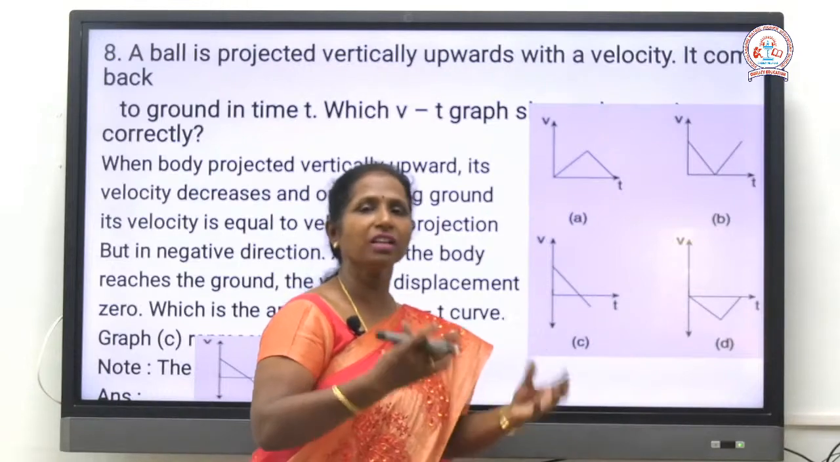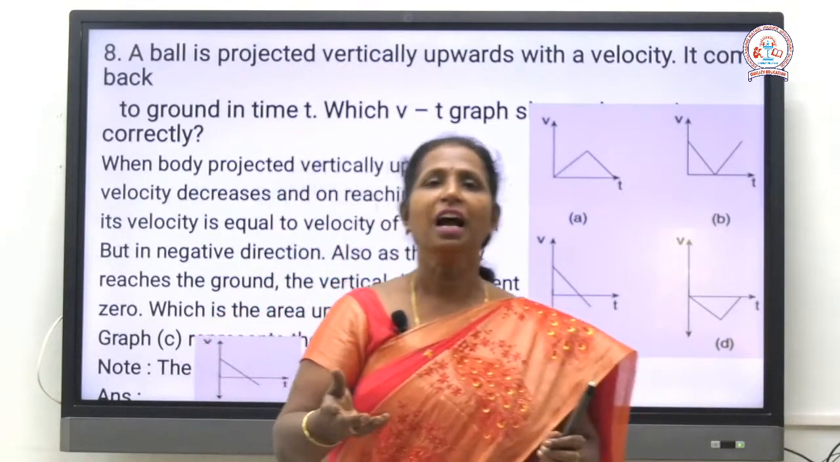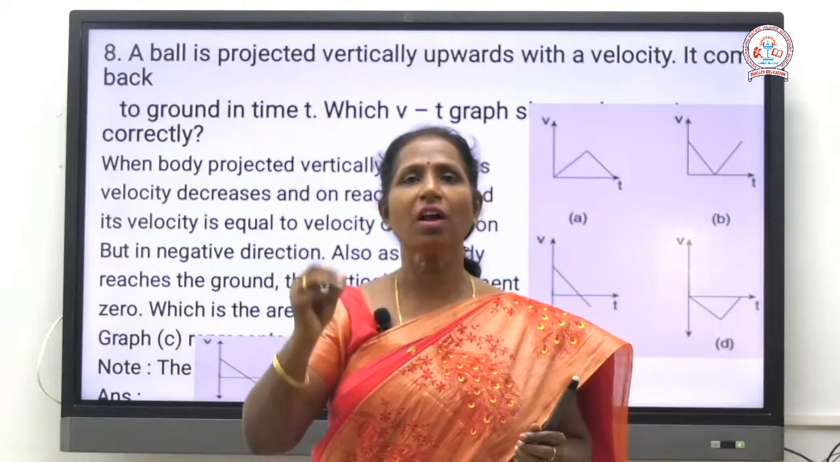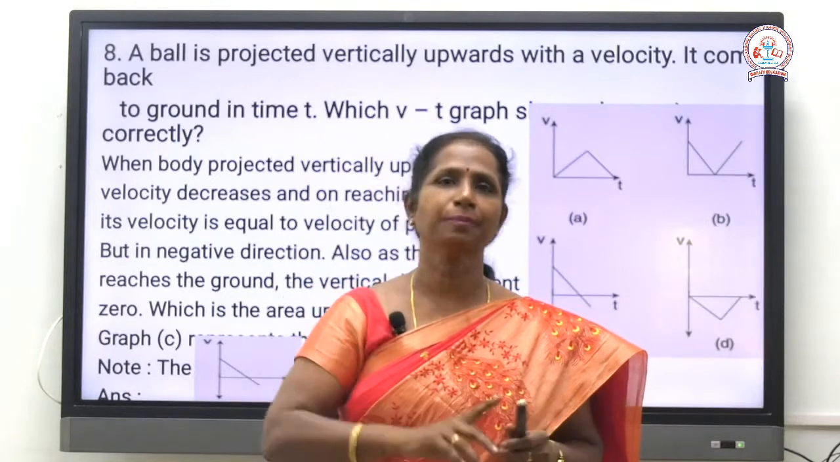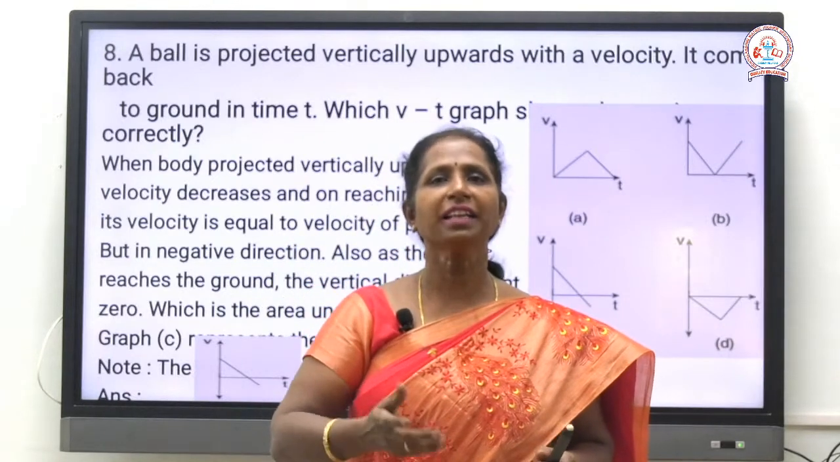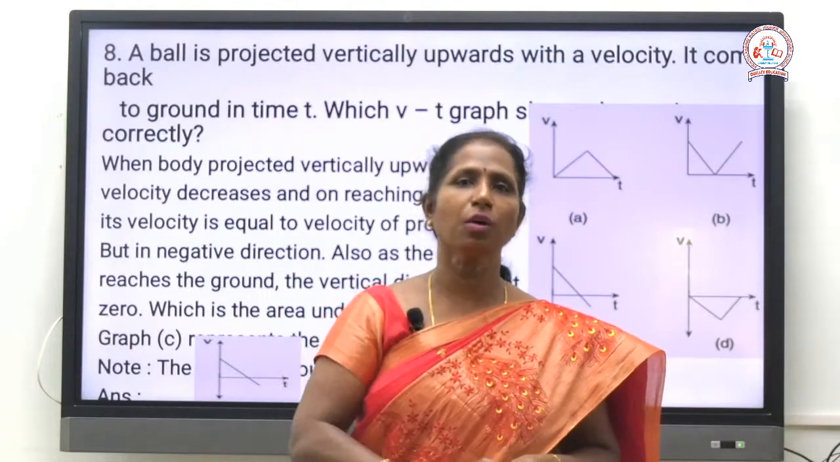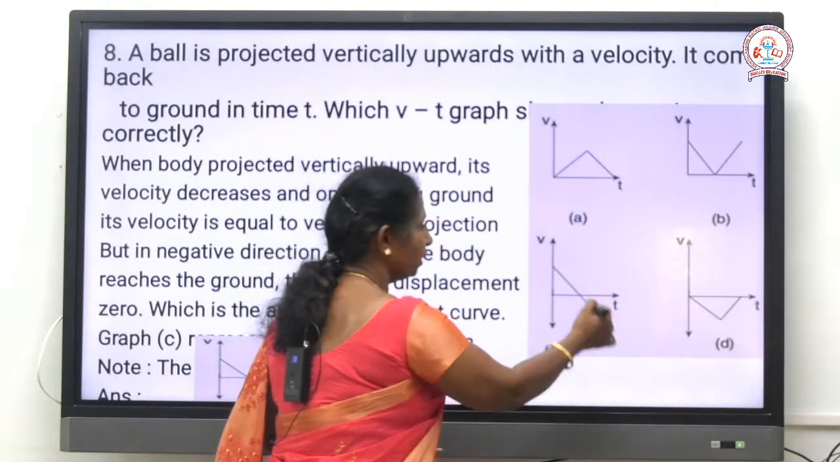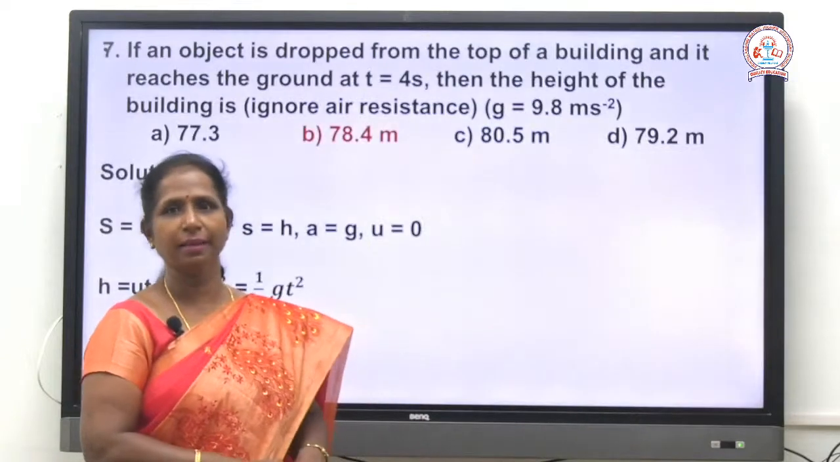Then it attains the maximum velocity, which is the velocity with which we projected the object. So this is the graph. Option C is the correct answer.